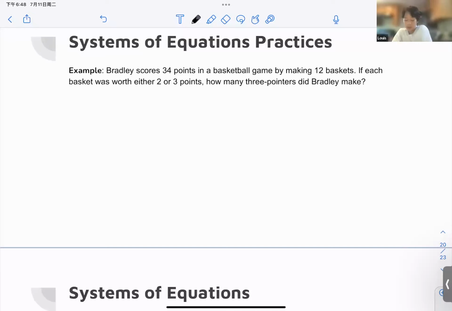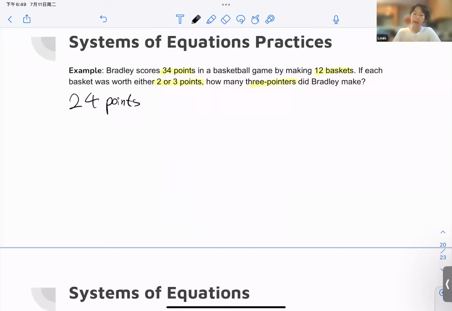Okay, so I'll go over this problem now. Bradley scores 34 points in a basketball game by making 12 baskets. If each basket is worth either 2 or 3 points, how many 3-pointers did Bradley make? So for this problem, we suppose that all the baskets were 2-pointers. So this will give us 24 points. But we know that he scored 34 points. So we must have some that are 3-pointers.